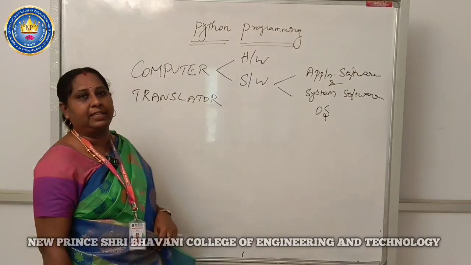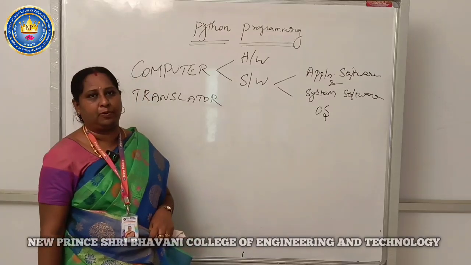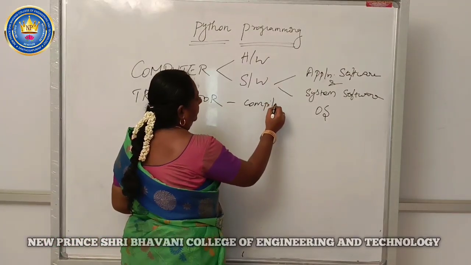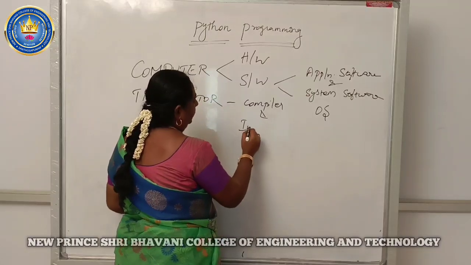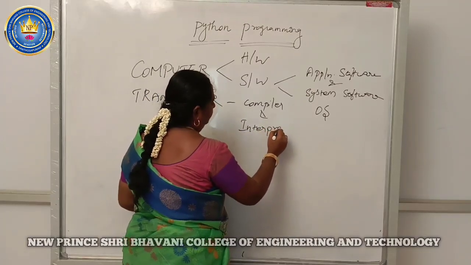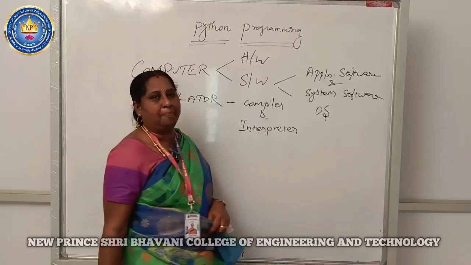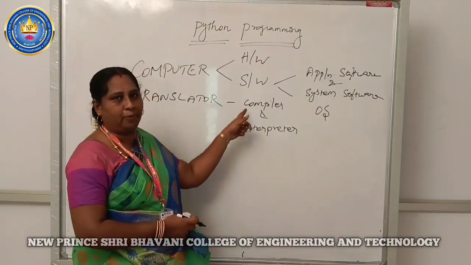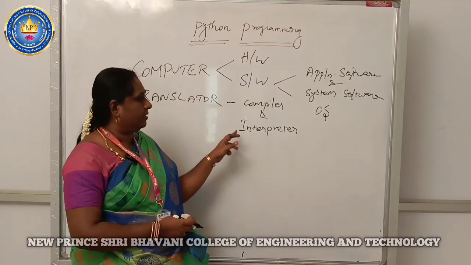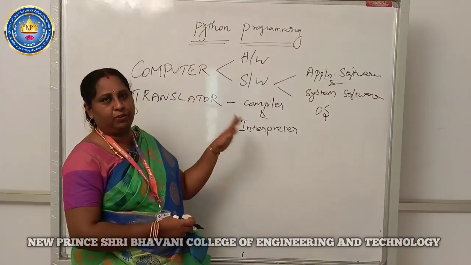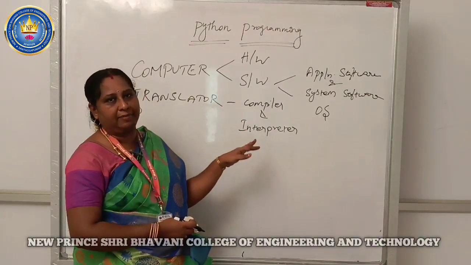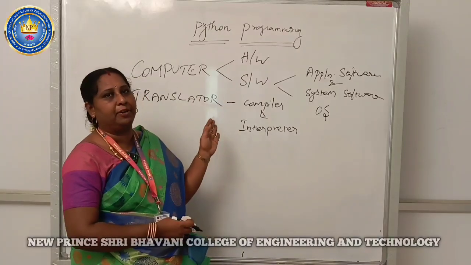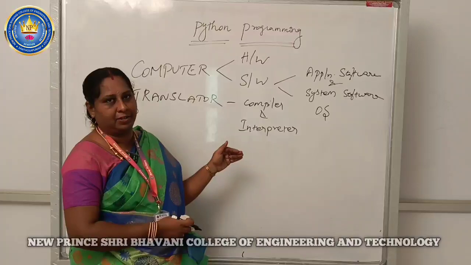And there is one term called translator. Translator is a program that converts a source program into object program. There are two types in that: compiler and interpreter. So this compiler is a translator that converts a source program into object program as a whole program, and interpreter also converts a source program into object program, but it converts line by line. Python is such a type of interpreter which converts a source program into object program by line by line execution.